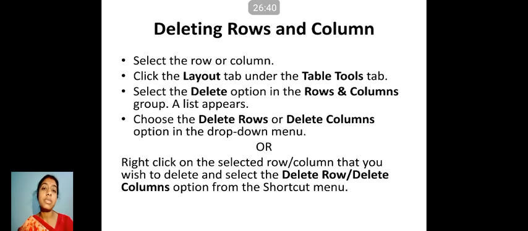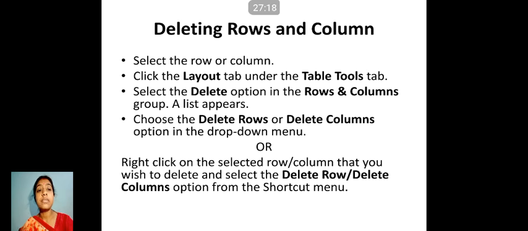Now just suppose any table you have taken where you have taken any extra row or extra column, then what to do? In that condition, select the row or the column as per your requirement which you have to delete. Then click the layout tab under the table tool tab. Then select the delete option in the row and column group. A list will appear. Now choose the delete rows or delete columns option in the drop down menu. This is the first way.